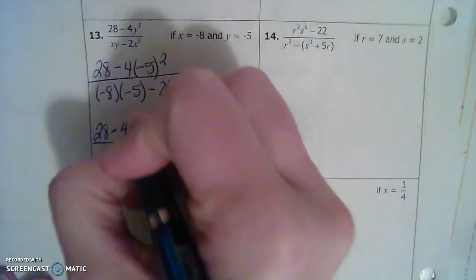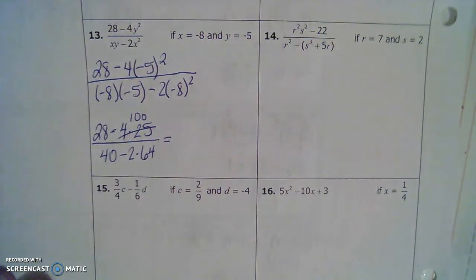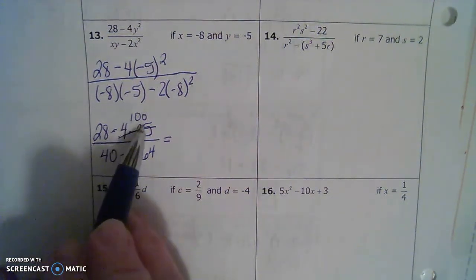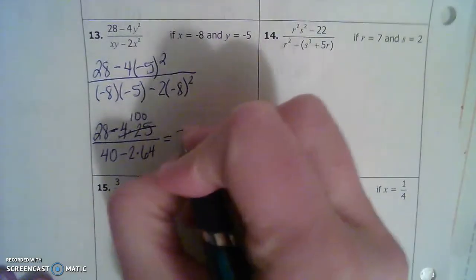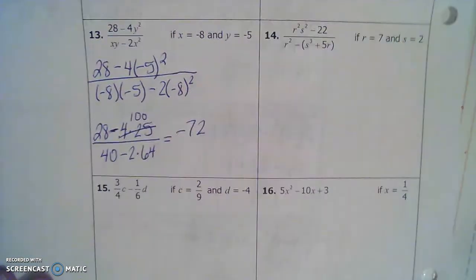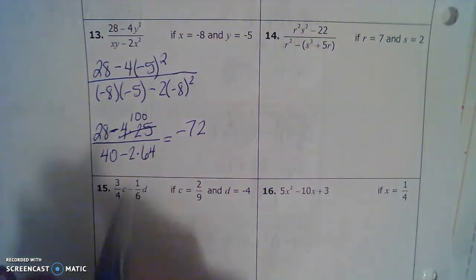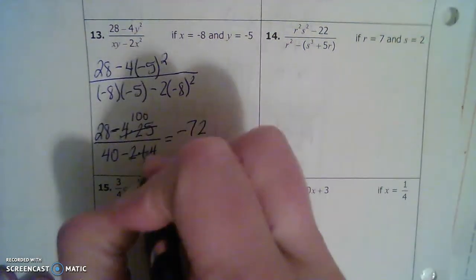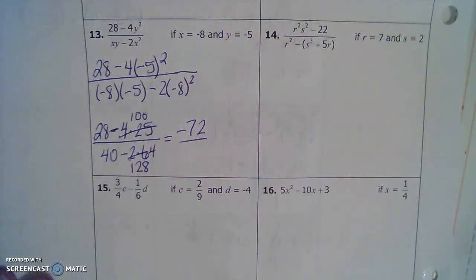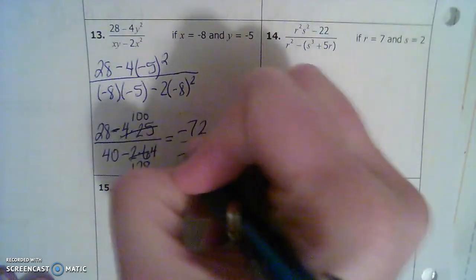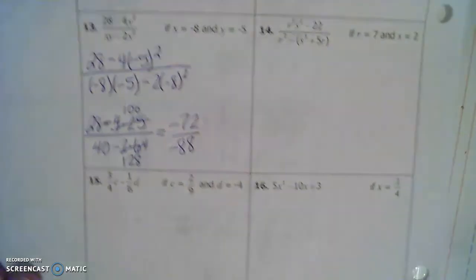So 4 times 25 is 100. Again, you cannot subtract. You have to multiply first. You have to get all the multiplication and division to go away before you add or subtract. So 28 minus 100 is negative 72. On the bottom, same thing. We need to multiply 2 times 64, which is 128. 40 minus 128 is negative 88.